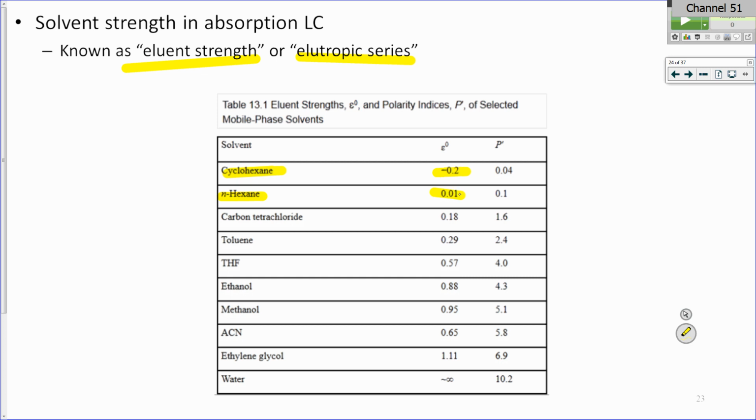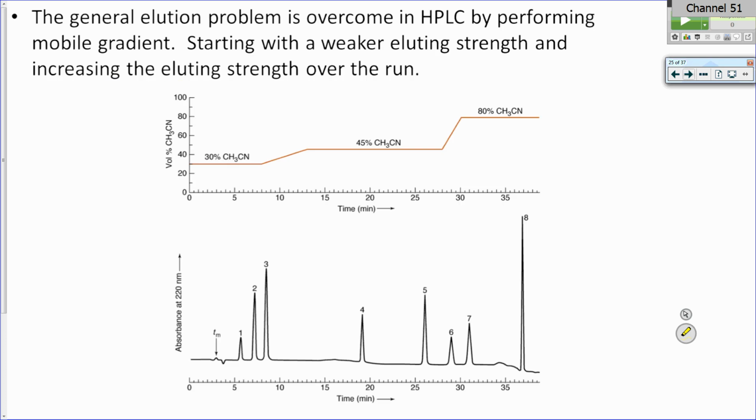But hexane is 0.01. And then when you start looking at slightly more polar compounds, something like ethanol is 0.88. Acetonitrile is 0.65. Ethylene glycol is a little over 1, but water has a value of affinity. It's much more polar than a silica stationary phase. But we blend solvents to get different separations by putting them together.